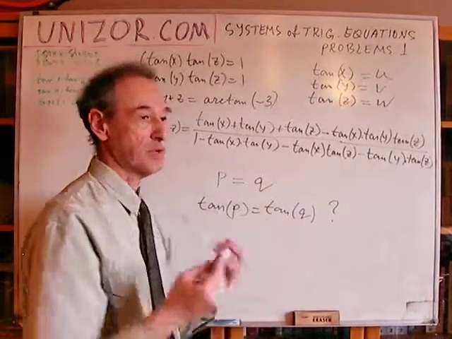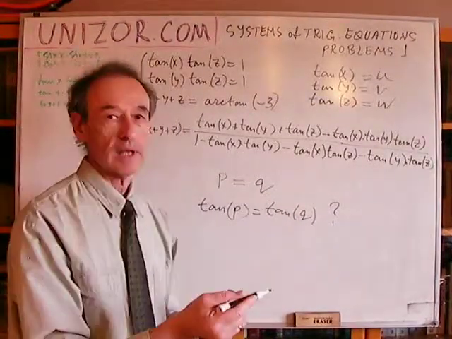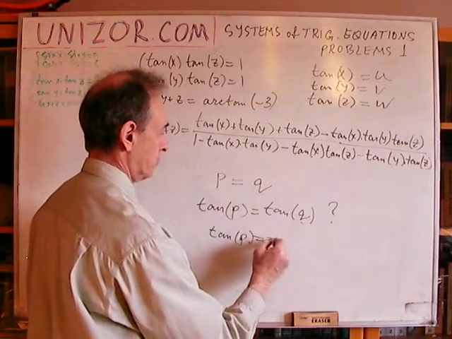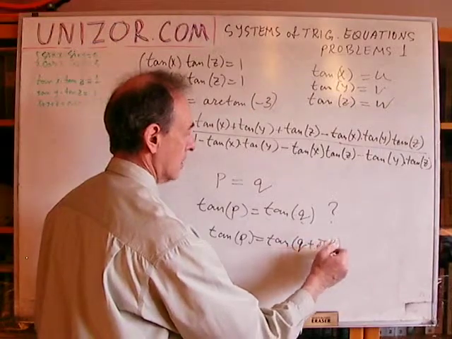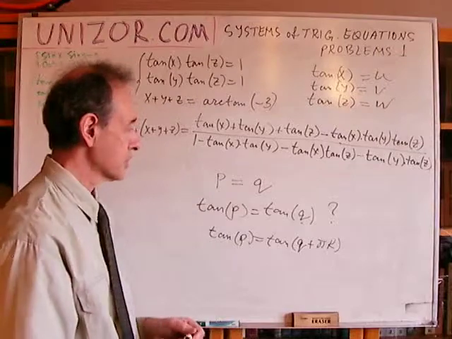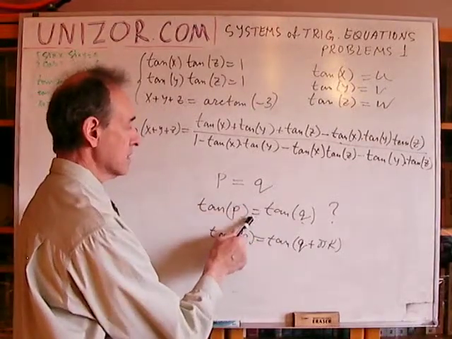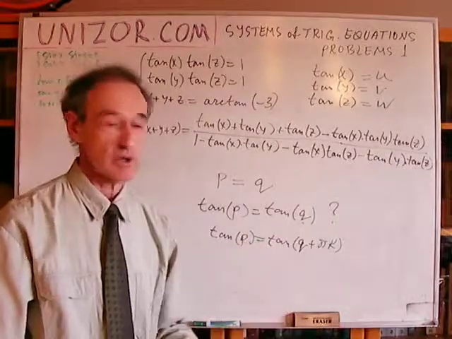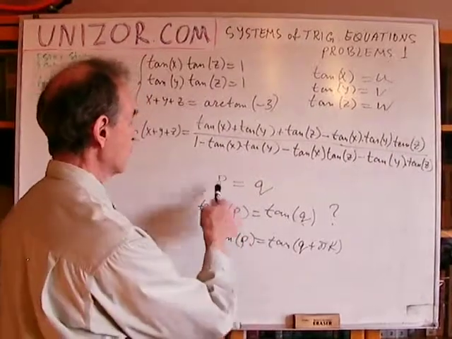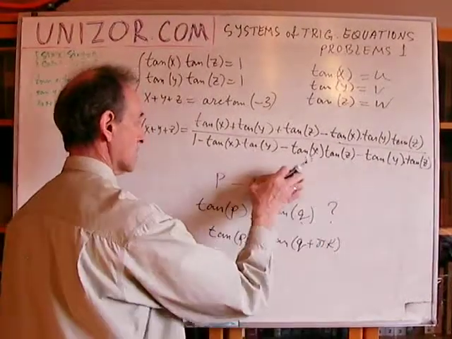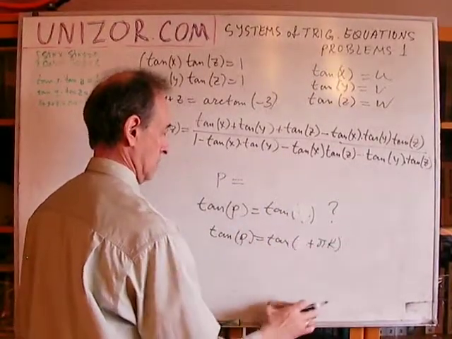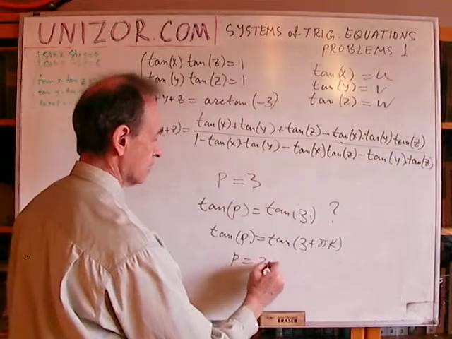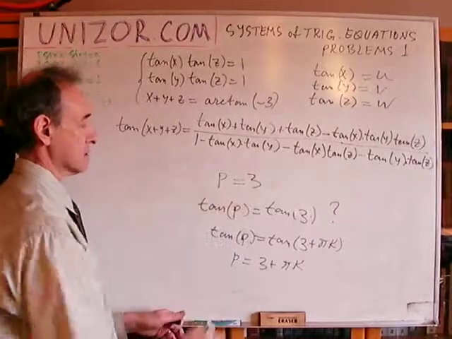Why? Because the tangent is a periodic function, and as we know, we can add to this angle q, for instance, pi k, and it will be exactly the same equality. So, not only p is equal to q is the solution of this, but also p is equal to q plus pi k, right? Where k is any integer. So, this thing has infinite number of solutions, right? So, if p is a variable and q is a constant, let's say this is 3. Then from this, we derive p is equal to 3 plus pi k, not just p equals to 3.